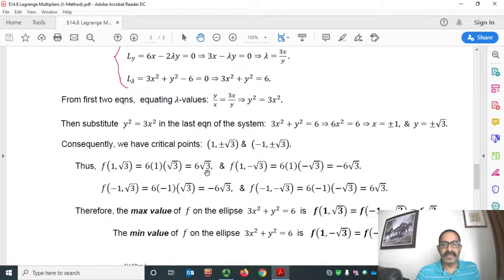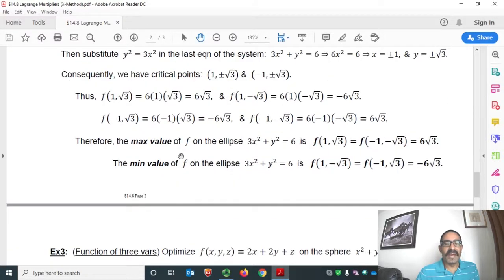It turns out that it is 6 radical 3. Similarly, f at 1 minus radical 3 turns out to be minus 6 radical 3. Similarly, f at minus 1 comma radical 3 turns out to be minus 6 radical 3. And f at minus 1 comma minus radical 3 turns out to be 6 radical 3. Therefore, the maximum of f on the ellipse is 6 radical 3 at these 2 points, and the minimum is minus 6 radical 3 at these 2 points. I hope this makes sense to you all.